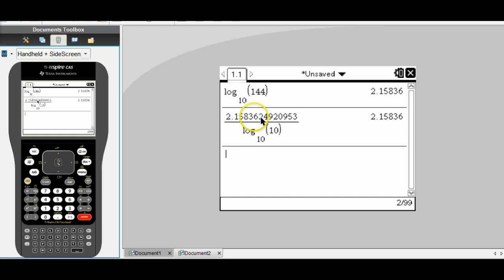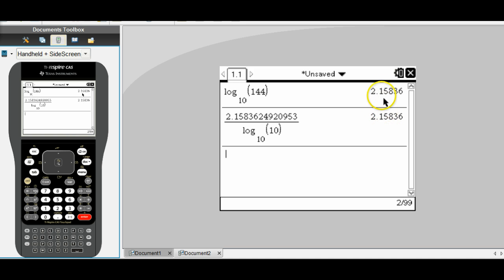So you can see that it took my previous answer plus some additional decimals, and it divided it by log base 10 of 10. I had skipped over this base. It knows that I did that, so it fills in a 10 for me as the base automatically. And so I get my answer of 2.15836. So we're going to just round that to about 2.16.